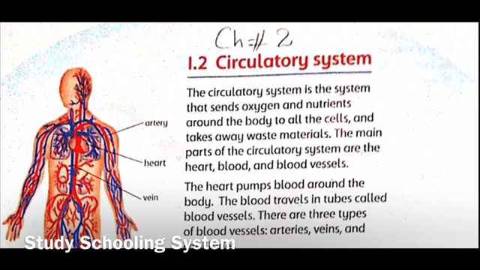So let's get started. The circulatory system is the system that sends oxygen and nutrients around the body to all the cells and takes away waste materials. The main parts of the circulatory system are the heart, blood, and blood vessels.